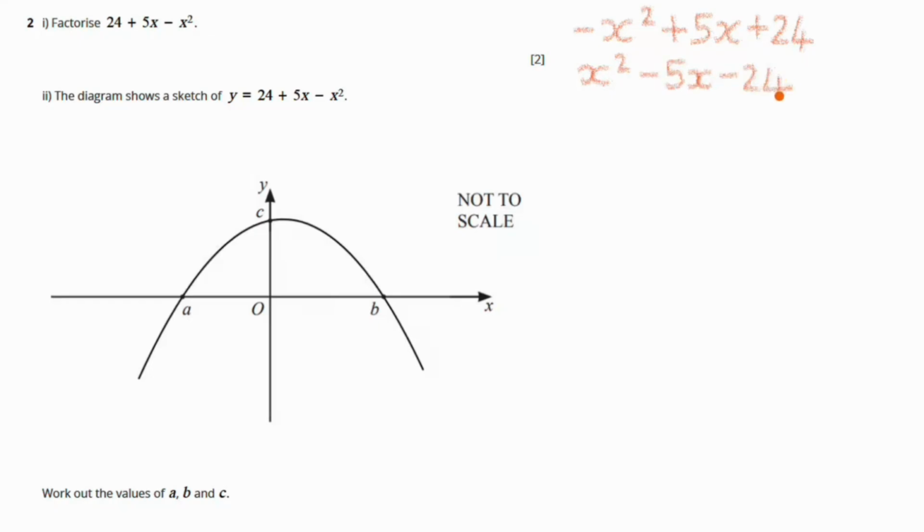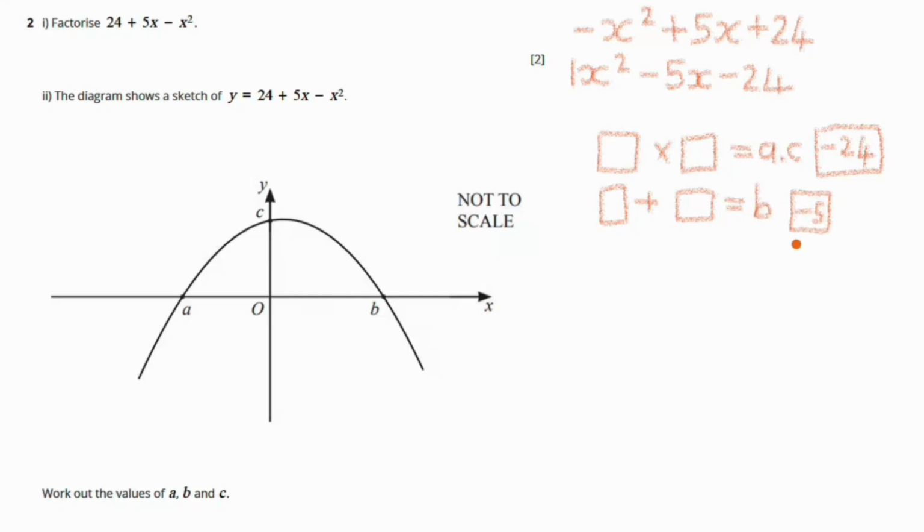Okay, so again, we are looking for two numbers that will give us the value of a times c. What is a in this case? It's 1. There's a 1 in front of this x squared. What is c? It's equal to negative 24. So that means we are looking for two numbers that will multiply to negative 24 and that will add to negative 5, which is b in this case.